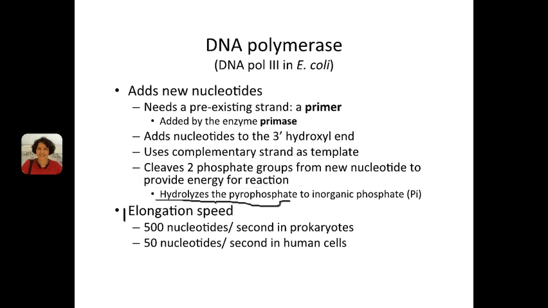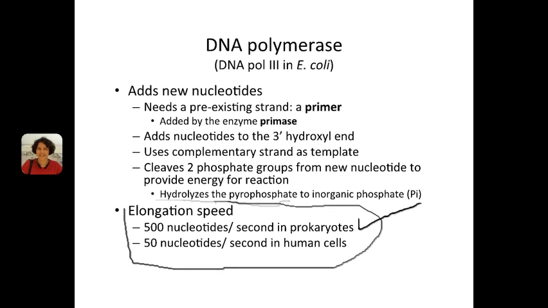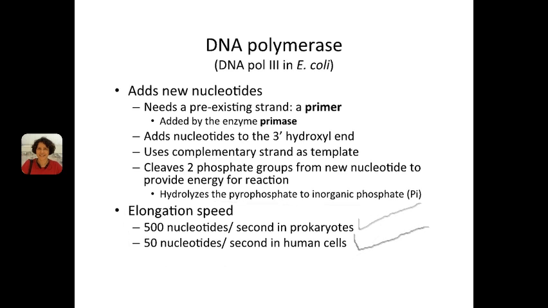The speed at which this happens in prokaryotes, in other words in bacteria, is about 500 nucleotides per second, and in eukaryotes, for example in human cells, about 50 nucleotides per second. So not nearly as fast, but still a very impressive 50 nucleotides per second.